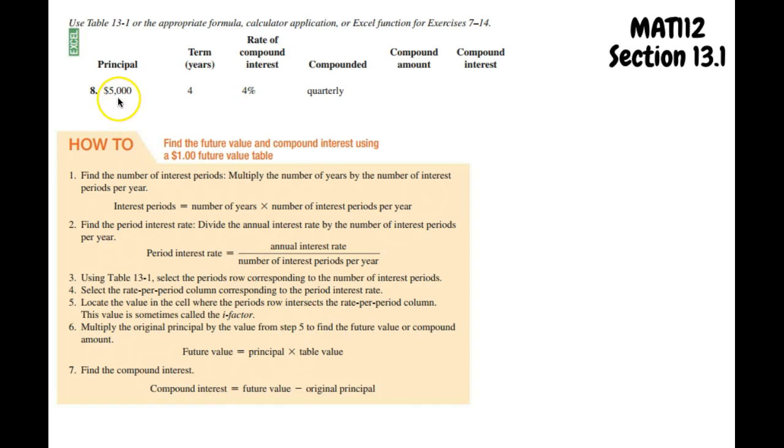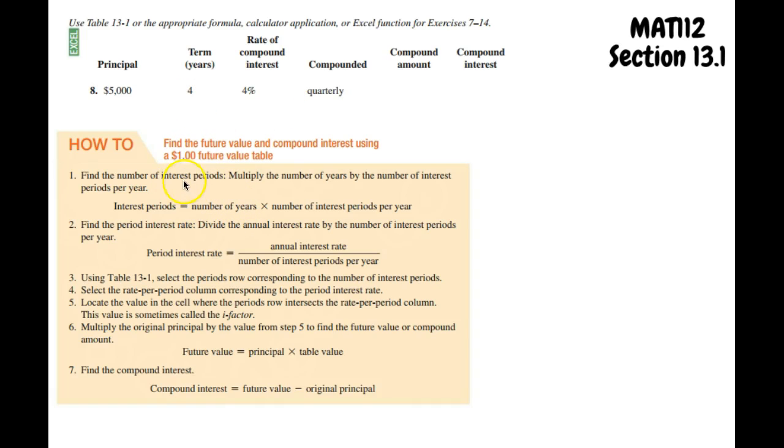But we have a principal amount of $5,000. The term is 4 years. Rate of compound interest 4%, and it's going to be compounded quarterly. So the first thing you want to do is find the number of interest periods. So since it's over 4 years and they're compounding it quarterly, that means 4 times a year. For those 4 years, it will get compounded.